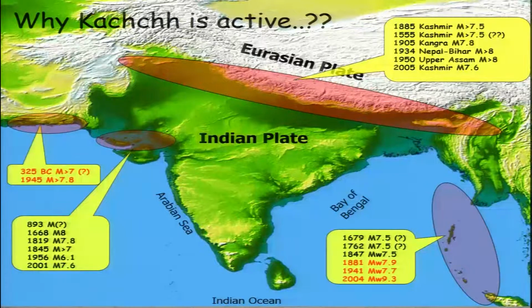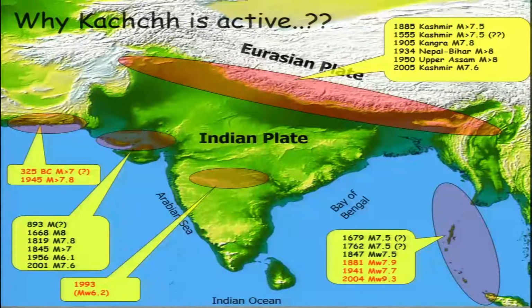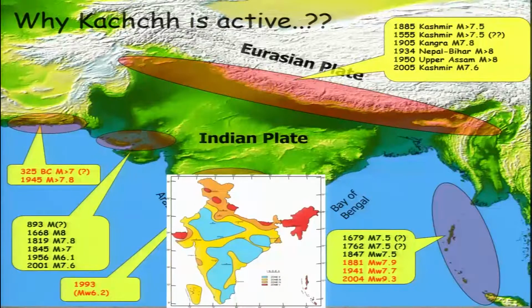And then, as I told, there were two major subduction zone earthquakes along the Makran subduction zone, sitting in the west of this region, where we had a tsunami event in 325 BC, and another one in 1945. This part I will not discuss, but it is important to note that there was an earthquake in Latur in 1993, the magnitude was 6.2.